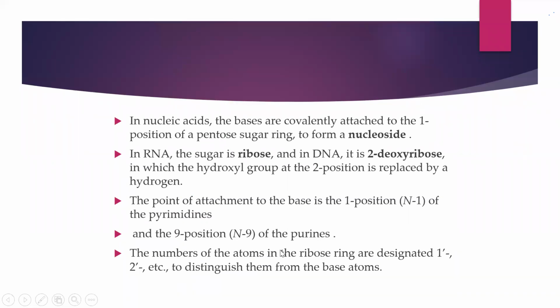And here the numbers to the atoms of this sugar moiety are designated as 1 dash, 2 dash, etc. That is just to distinguish these atoms from the atoms of the nitrogenous base. So when we refer to the atoms of the nitrogenous base, we refer to them as 1, 2, 3, 4, 5, and so on. Just to distinguish, in case of the ribose ring, we refer to them as 1 dash, 2 dash, etc.